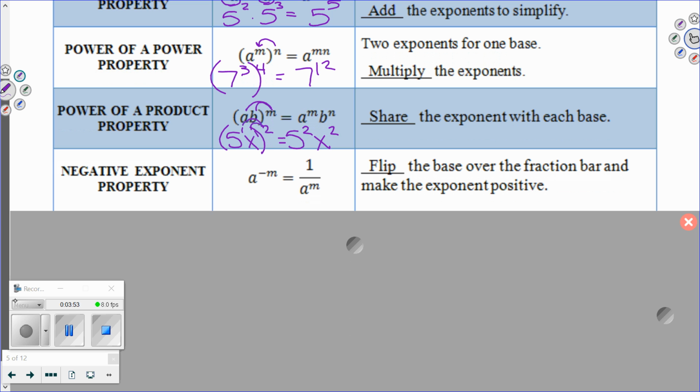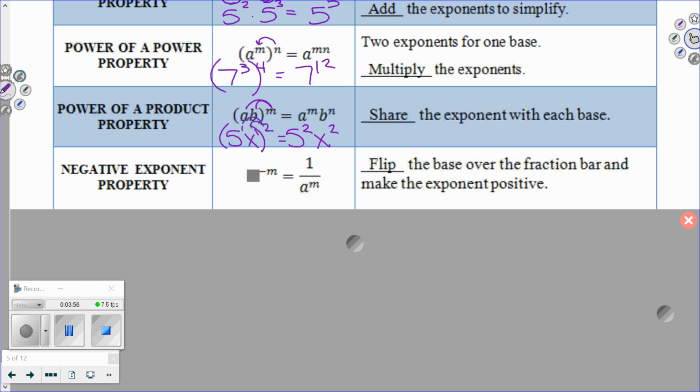The negative exponent property. We can never leave negative exponents. They're considered not simplified in math. So to get rid of them, all you've got to do is move them.